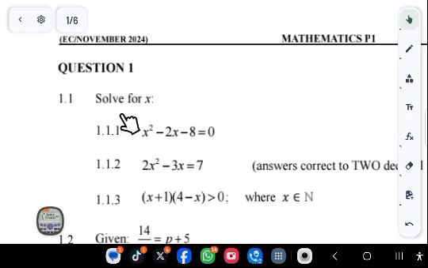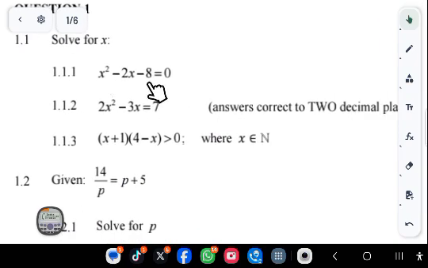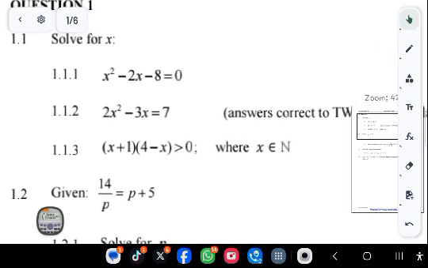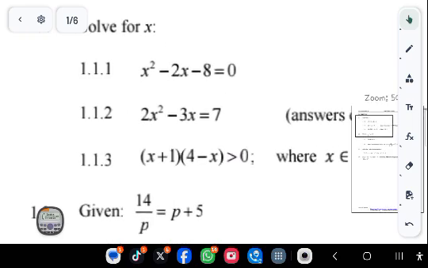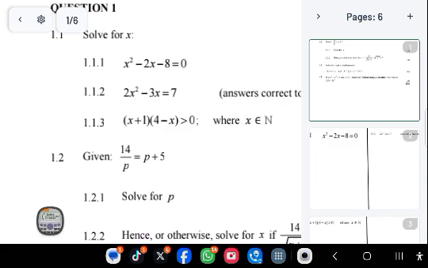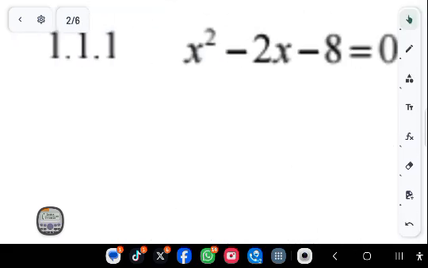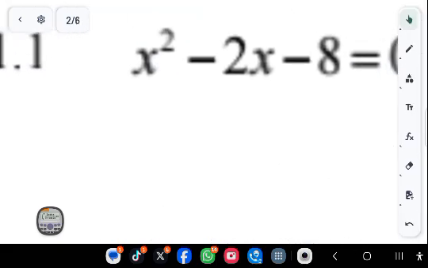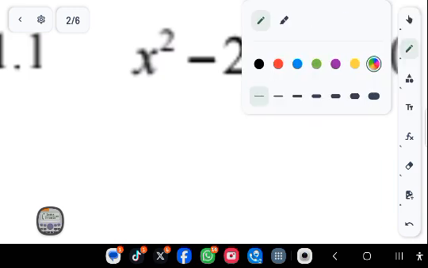Now, question 1 says solve for x, and you've got your normal straightforward equation that requires you to factorize. It's one of the simplest forms of equations you can get. So what you do is you factorize this.